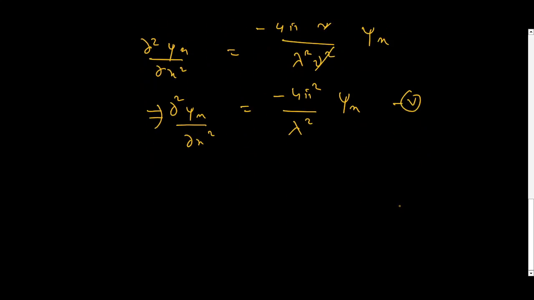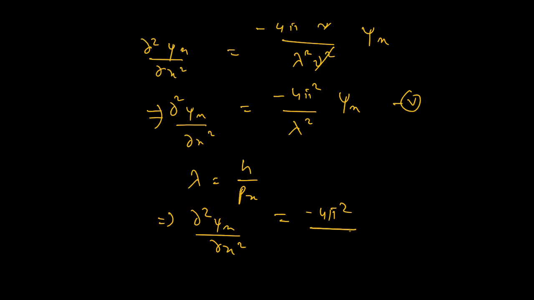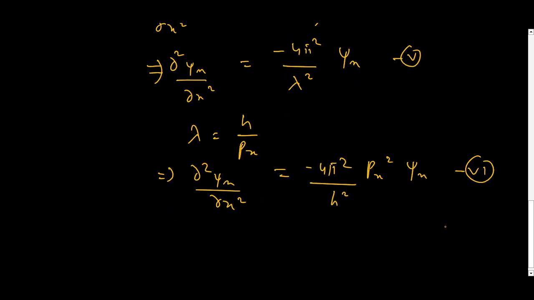Now if we write lambda is equal to h upon px and substitute this in equation 5, we get dou square of xi x upon dou x square is equal to minus 4 pi square upon h square px square xi x. Consider this equation as equation number 6.